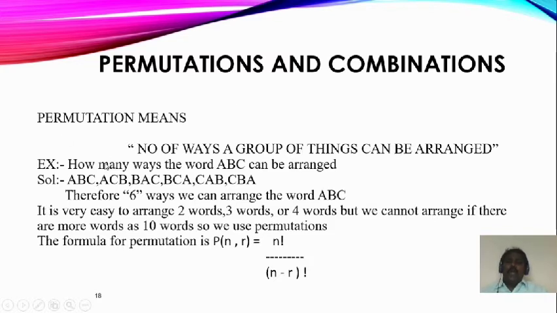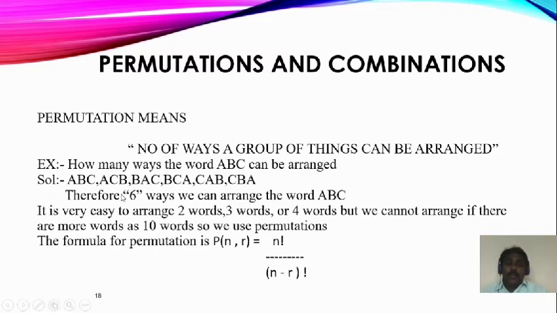Suppose I take the letters ABC. If anyone asks how many ways the letters ABC can be arranged, then I will say ABC, ACB, BAC, BCA, CAB and CBA. So these are only 6. Here I have only 3 letters, so it is very easy to calculate how many different ways we can arrange them. Therefore 6 ways can be arranged for ABC. If 2, 3 or 4 letters are given, we can easily arrange them.